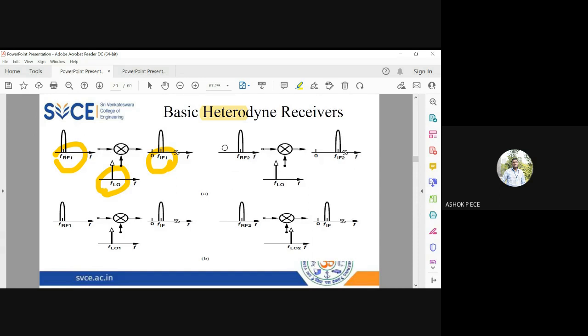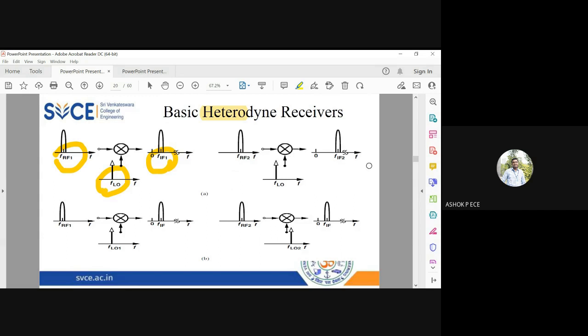difference components. Usually the sum component, which is high frequency, is filtered by your low pass filter, and the difference component, which is the low frequency, passes to the next stage of your receiver. Some receivers have several mixers, so you will get FRF, FIF, FIF2, FIF3. Finally, you will get back your message signal.